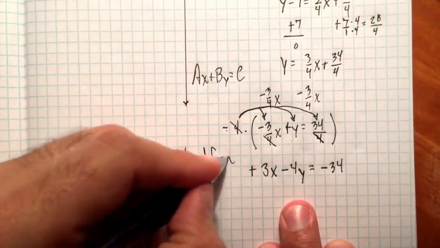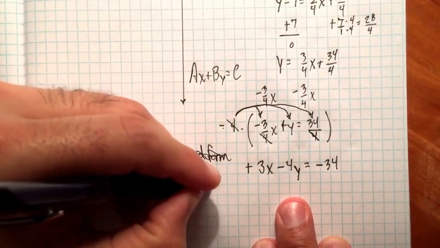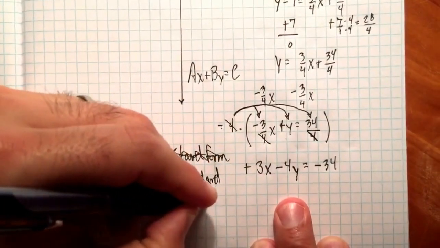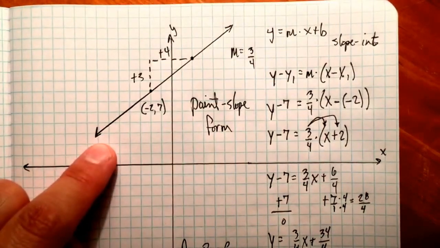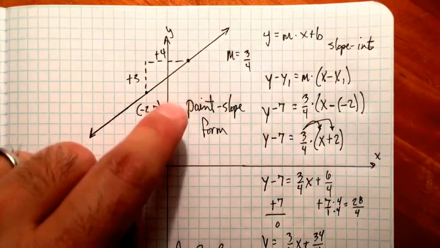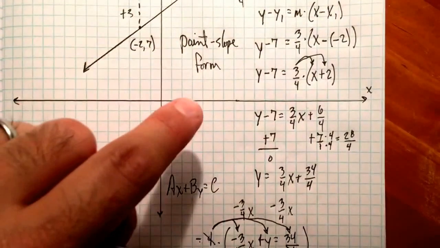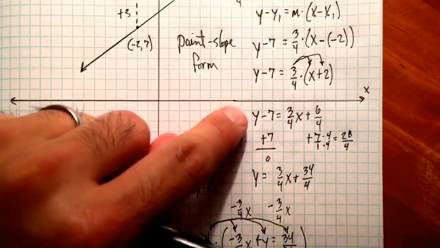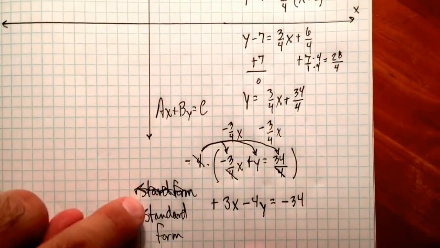Standard, that's not how you spell standard, that's silly. Standard form for this line. And in class today, we're going to be creating point slope form, changing it into slope-intercept form, and learning something about standard form.